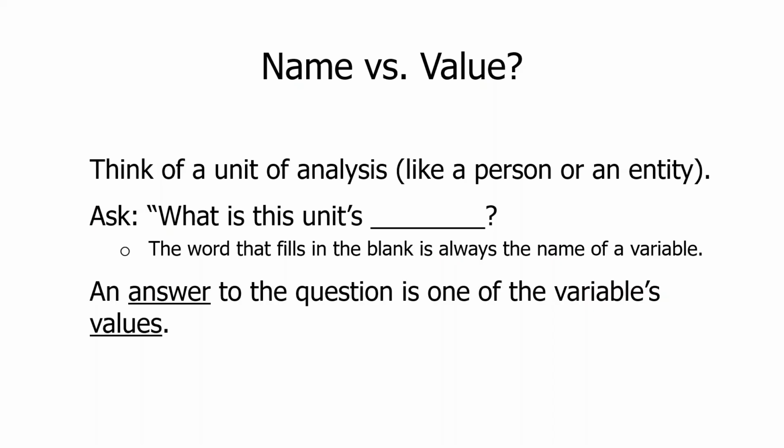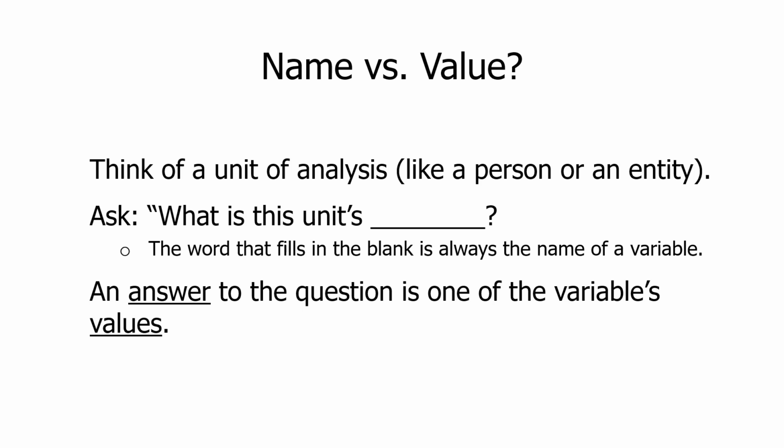Well, here's another confusion. I find students are sometimes confused by the distinction between a variable name and a variable's values. And here's a little heuristic you can use. Think of a unit of analysis. So if you're thinking about marital status and you're studying people, you would say, what is this unit's blank? In the specific case, what is this person's blank? The word that goes in the blank is always the name of a variable. The rhetorical question, or the heuristic question, is always answered by one of the variable's values.